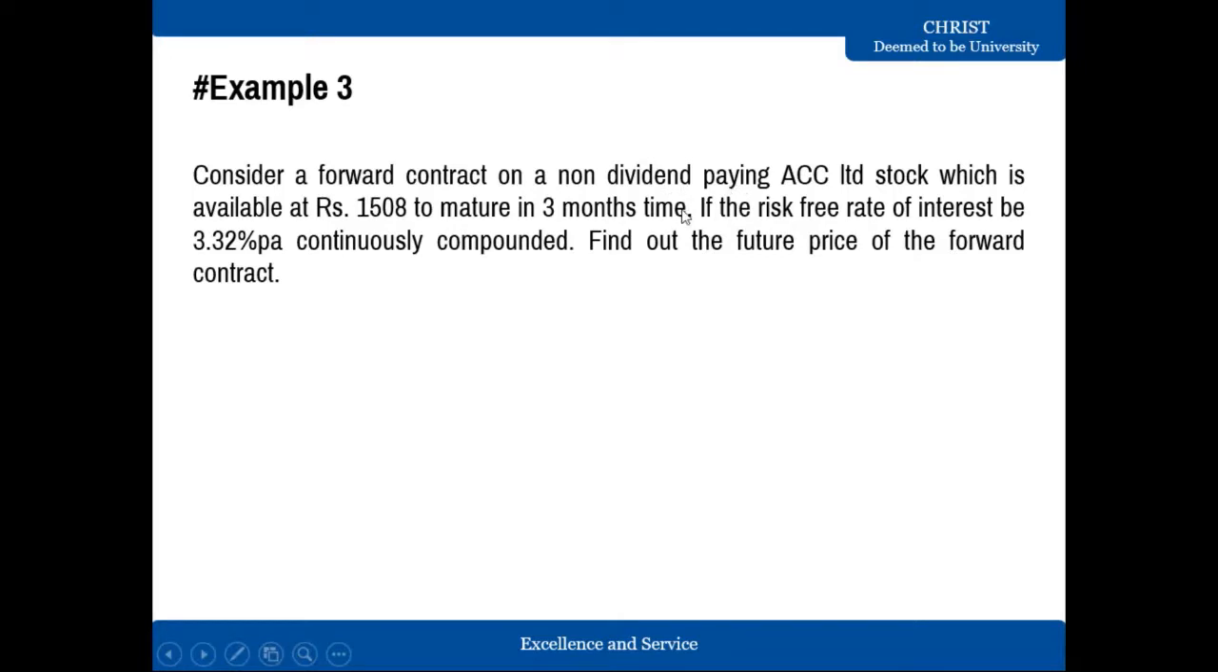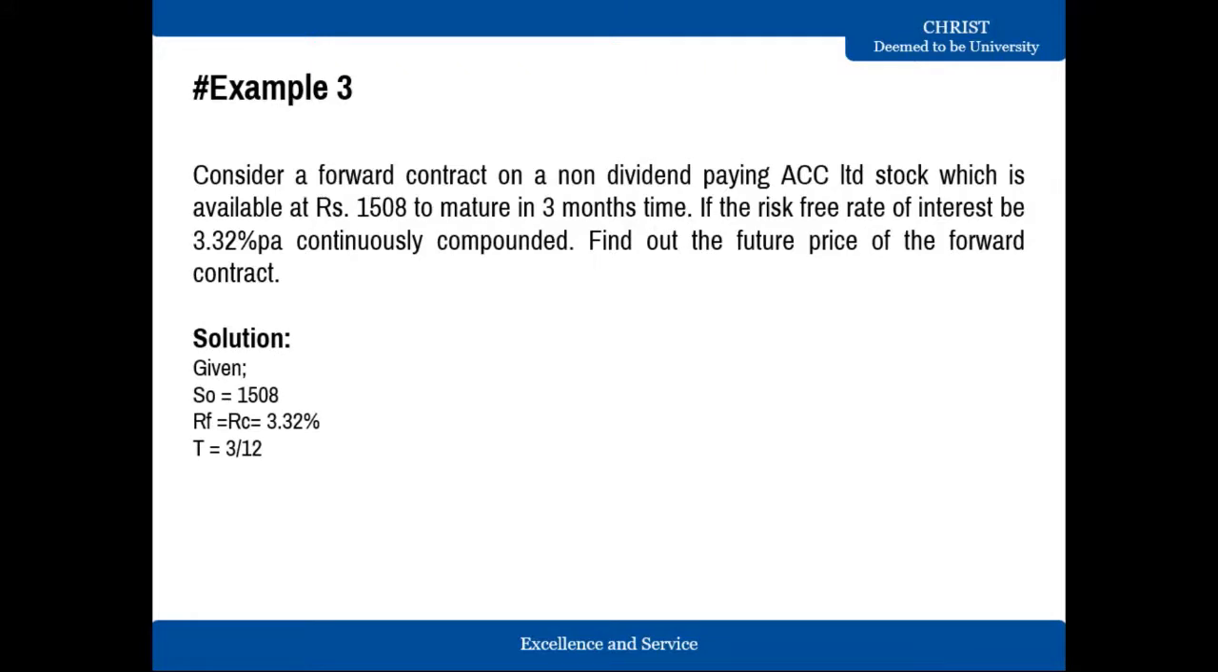So that means dividends are not paid. ACC Limited stock, which is currently available for 1508, will mature in 3 months' time if the risk-free rate of interest is 3.32% per annum, continuously compounded. So already they have given it is continuously compounded. Find out the future price of the forward contract. So definitely I should use case 1 here.